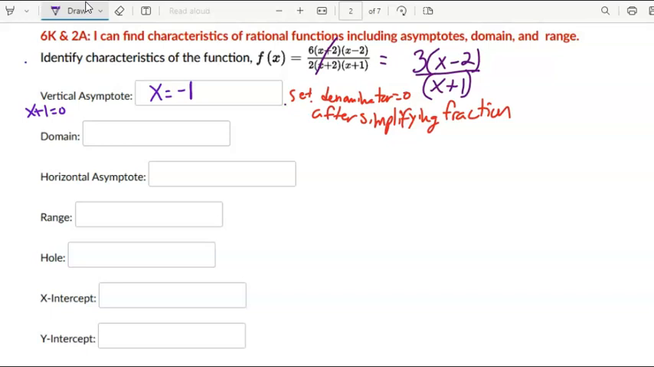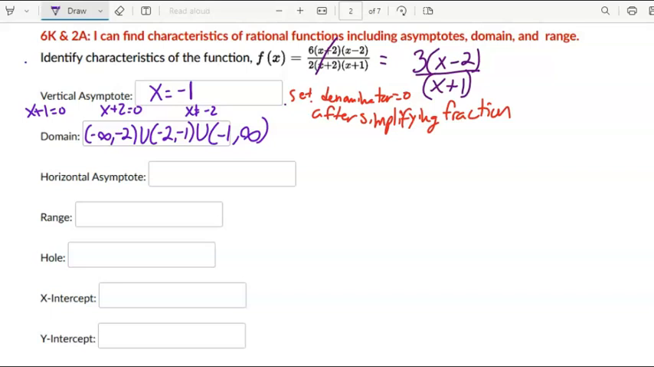But also you want to set the hole equal to 0 as well. So we have x plus 2 equals 0. x cannot equal negative 2 either. So the domain's all real numbers except for the VAs and the holes. In interval notation, we would write it like this: negative infinity comma negative 2, union, negative 2 to negative 1, union, negative 1 to infinity.